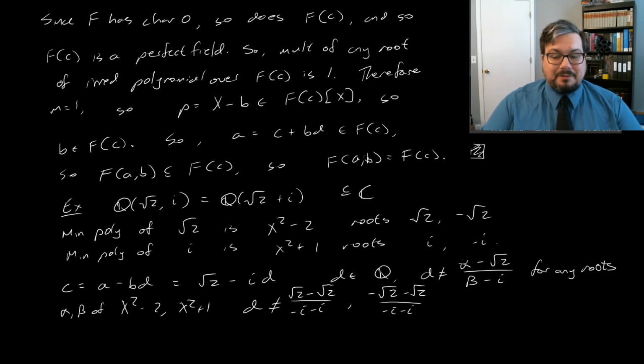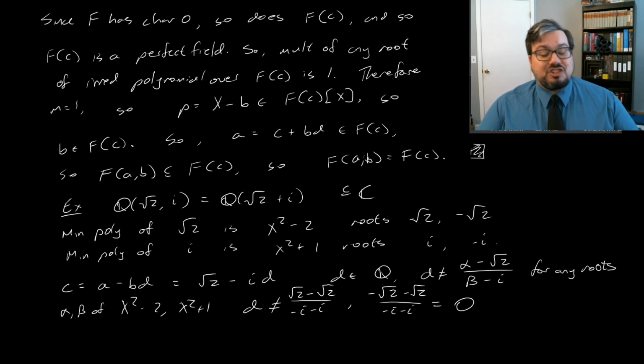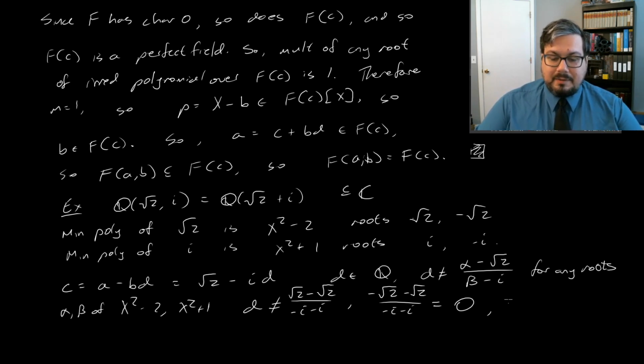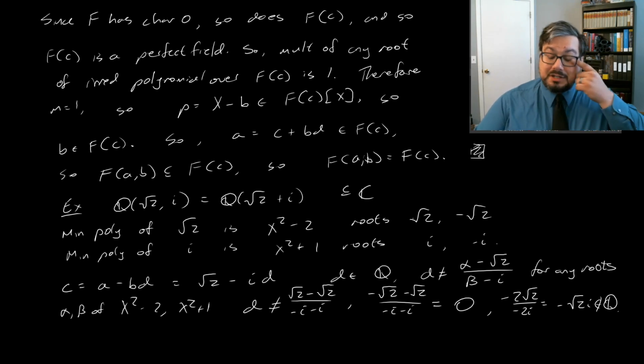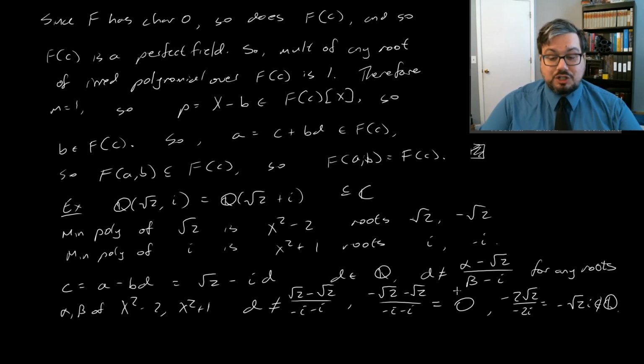We can't take a beta value of i because that would make the denominator here equal to 0. So d can't be equal to 0. We can't just take the square root of 2. And we also can't take (−2√2)/(−2i), which is √2/i, which is −√2 i. But this isn't in Q to begin with anyway. So our conclusion is that the only rational number d that we disallow in this construction is 0.